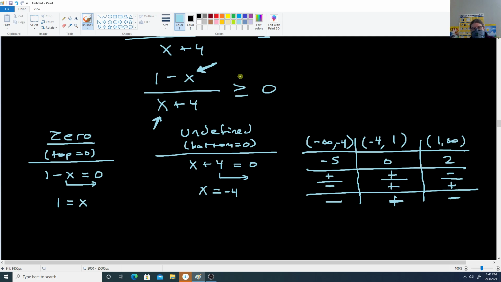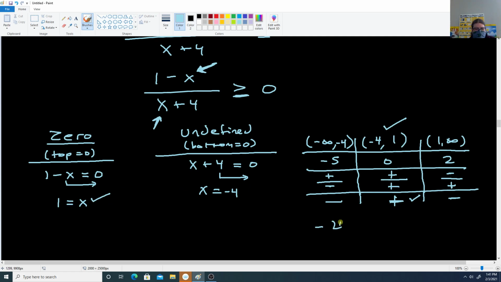Okay, I want to know where this expression is bigger than 0. So bigger than 0 means where is it positive? So we're going to keep this range of x's. It's okay to equal 0, so I need to include x equals 1. I don't include x equals negative 4 because that made the expression undefined. Undefined is not 0, but we do have a 0 over here at x equals 1.